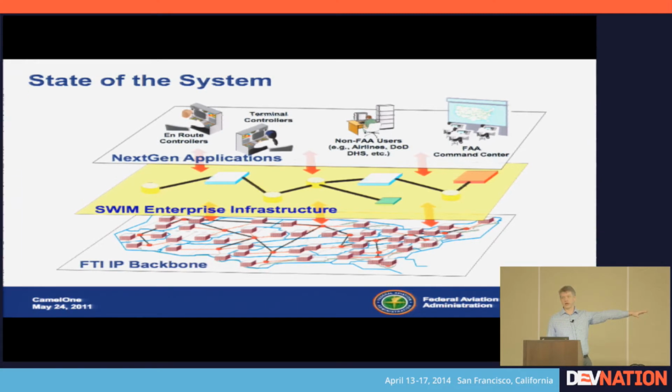So this is the tier that Fuse and ActiveMQ are deployed within in terms of distributing out this weather and control tower event data. And they're using that as part of their effort to modernize a lot of the air traffic control system nationally. So a really, really cool example.